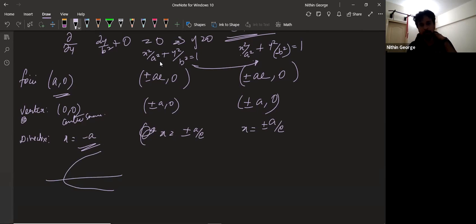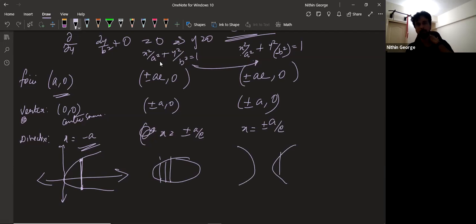A double ordinate is a line perpendicular to the main axis. Any line perpendicular to the main axis intersecting the conic at 2 points. So for an ellipse, it will look like this. Any of these are double ordinates. For a hyperbola, it looks like this. Any of these are double ordinates. All right, guys, following? Okay, this is what a double ordinate is.